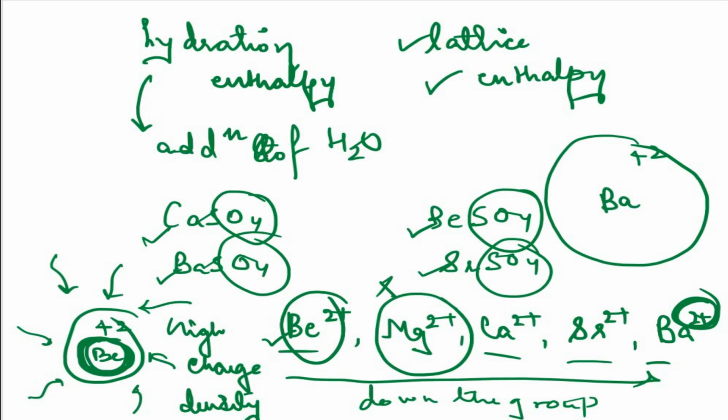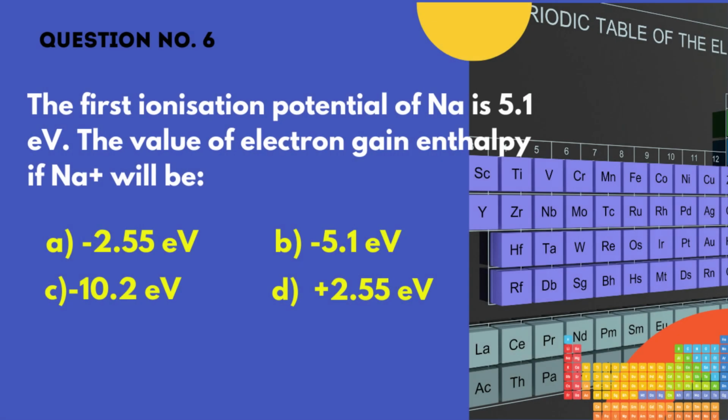So that is why the answer to your question would be beryllium sulfate, which will have a greater hydration energy than its lattice enthalpy. I hope the justification and the reasoning is clear to you. Now the next question is a very smart question. It's nothing to do with any kind of calculation. It is just pure basic knowledge or logic, if you might say so.